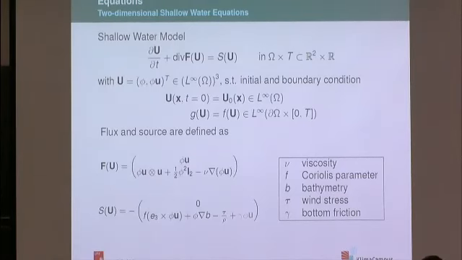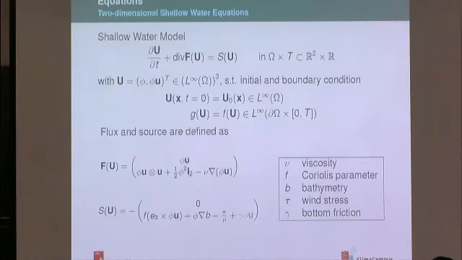Here you find shortly the notation of the flux tensor and the source term. What we consider is the advective flux, then pressure gradient forcing, and the viscosity. And as source terms, we have Coriolis forcing, which I denote with f, bathymetry forcing and wind stress, and also bottom friction, which I denote with gamma.